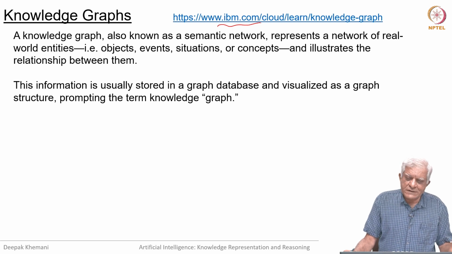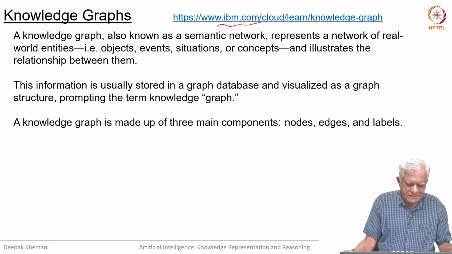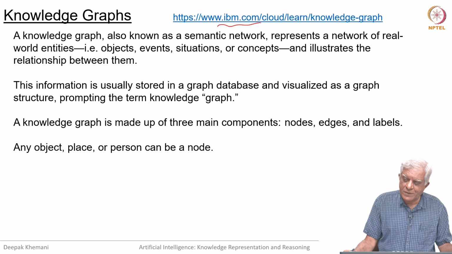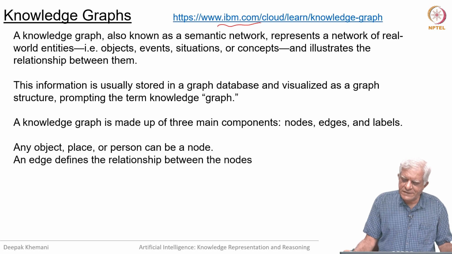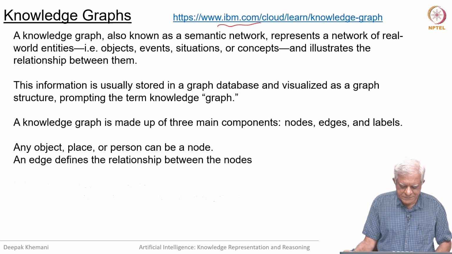The information is usually stored in a graph database and visualized as a graph, and that is how we got the term knowledge graph essentially. A knowledge graph is made up of three main components: nodes, edges and labels. Any object, place or person can be a node. An edge defines a relationship between two nodes.